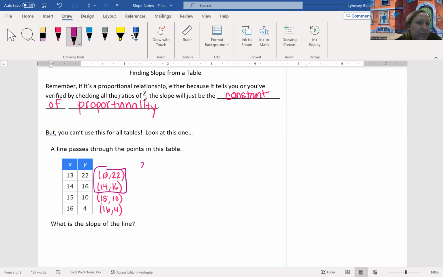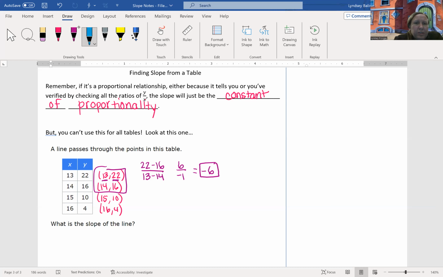I personally would like to do 22 minus 16 instead of 16 minus 22. But if I start with that y, I need to start with that x. So it's going to be 13 minus 14 on the bottom. And we end up with 6 over negative 1, which is equal to negative 6. And that's the slope.